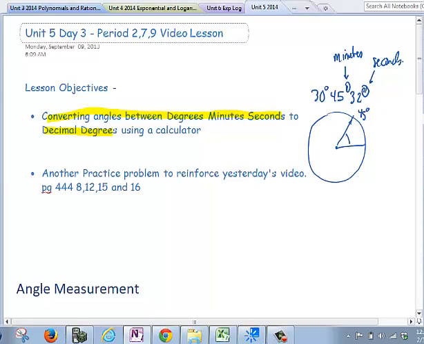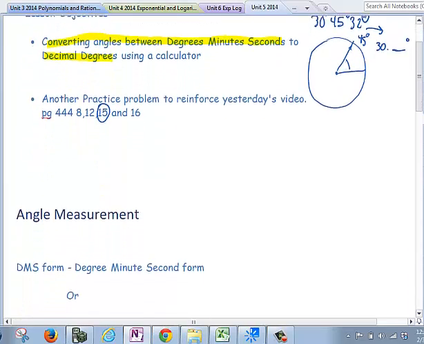But you would like to convert all of your degrees, whether they be in degree, minute, seconds, to decimal degrees so that you can convert this to a number like 30 point and then a decimal portion to follow, and it'll just be a decimal degree. And after we do that, we're going to do a practice problem from today in class, just to reinforce what we did as a reminder.